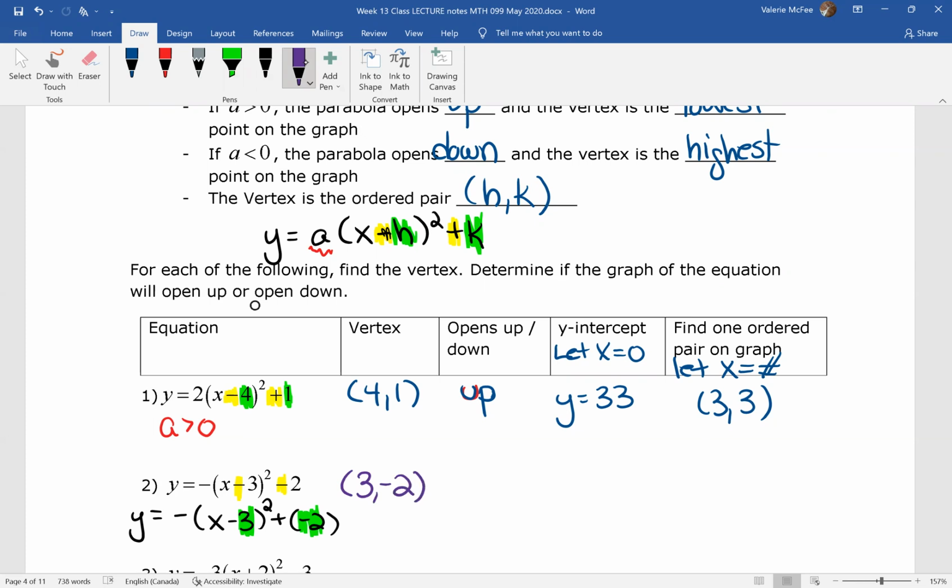Does this parabola open up or down? Well, I notice that a is less than 0. We have a negative 1 here. That tells me the parabola will open down. Can you find the y-intercept? Pause your video. We know we have to let x equal 0.